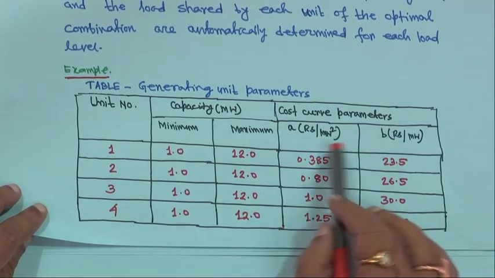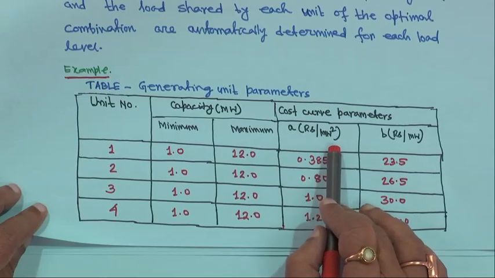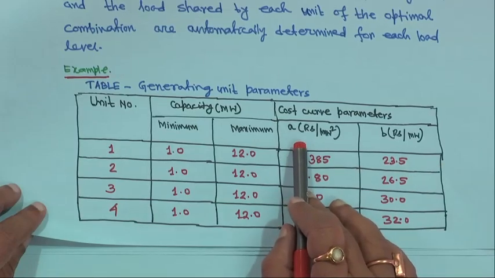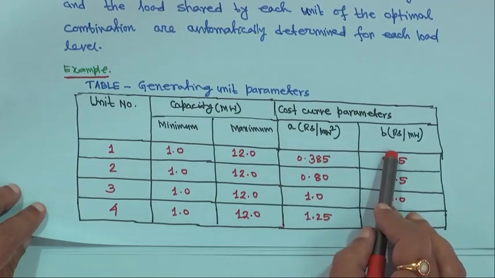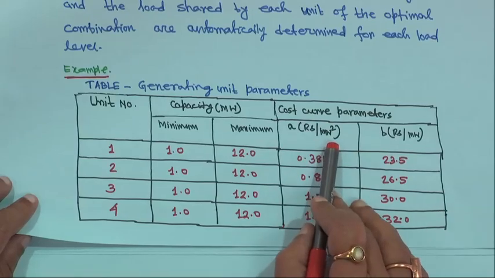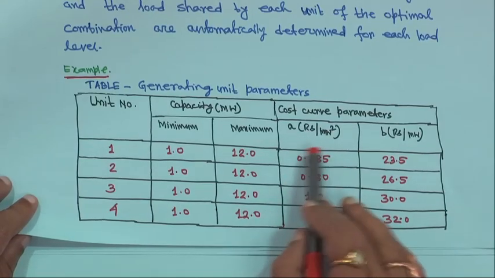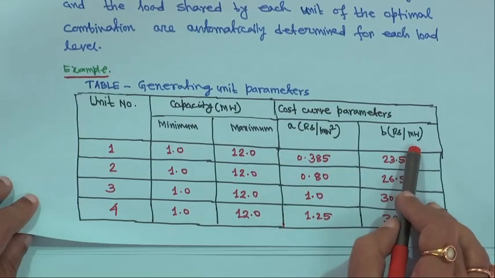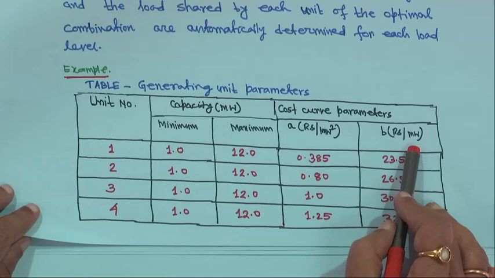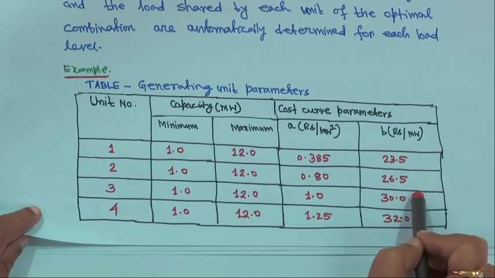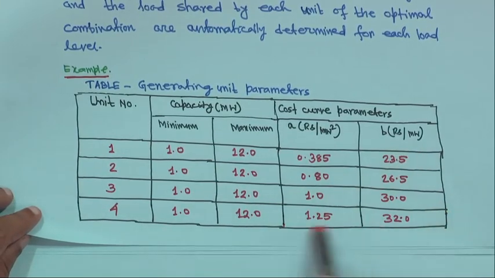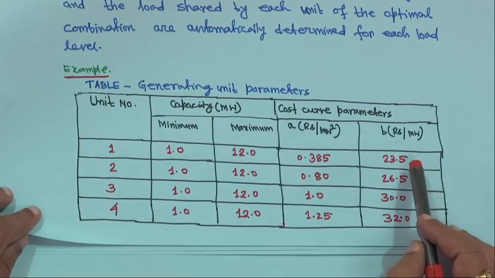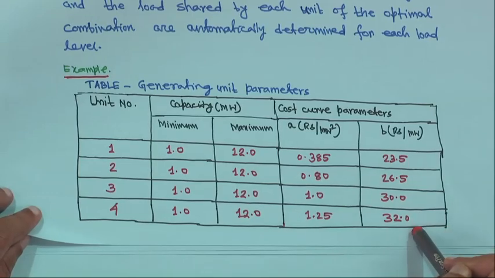The cost curve parameters A is given in rupees per megawatt square and B in rupees per megawatt. The C term is not here. So the cost curve is A Pg square plus B Pg, because A is in rupees per megawatt square, the objective function should be in terms of rupees. We have seen this for optimal operation in power systems, where C was of course there, but here C is neglected. Only A and B are taken. These are the A values for unit 1, unit 2, unit 3, unit 4, and these are the B values for unit 1, unit 2, unit 3 and unit 4.